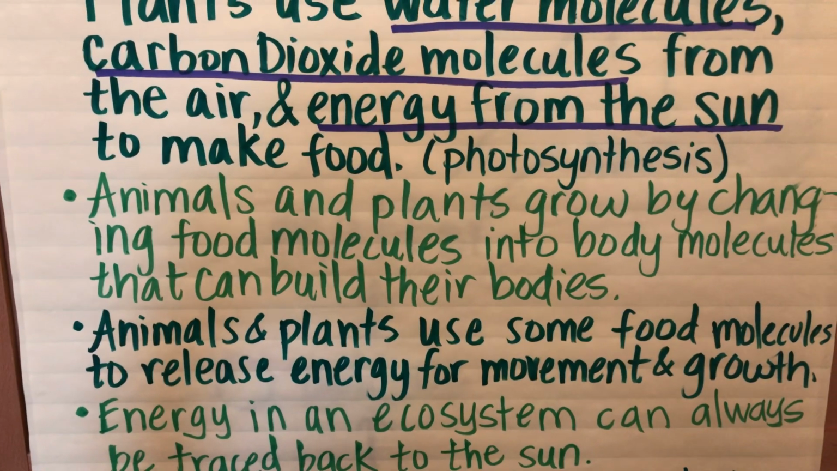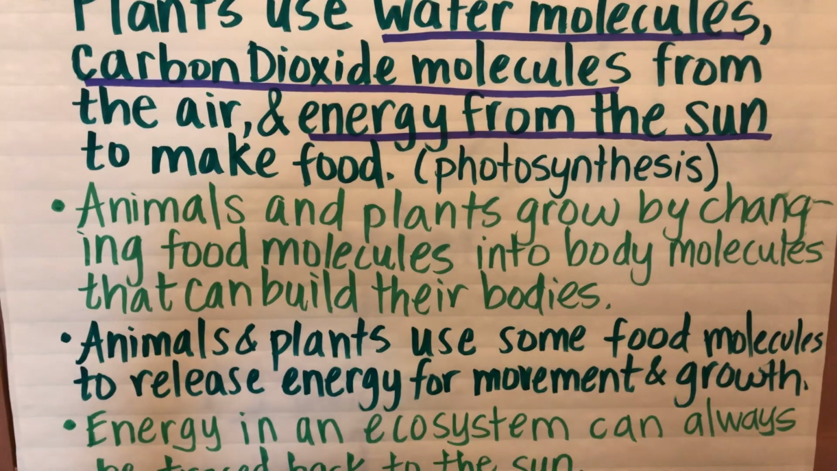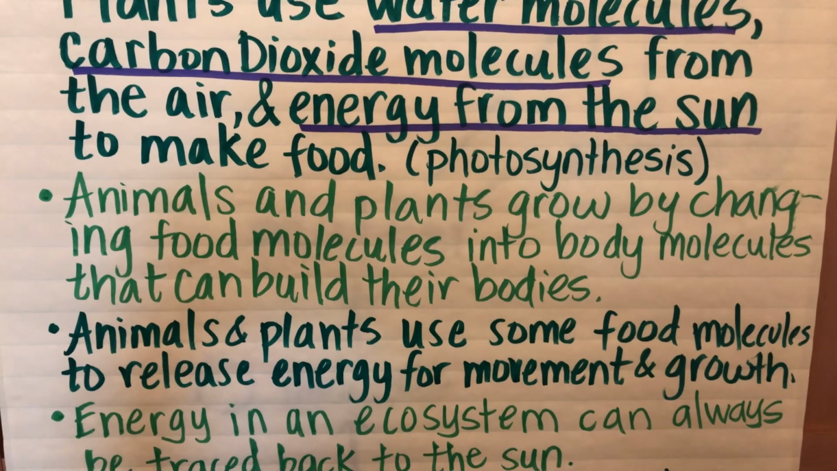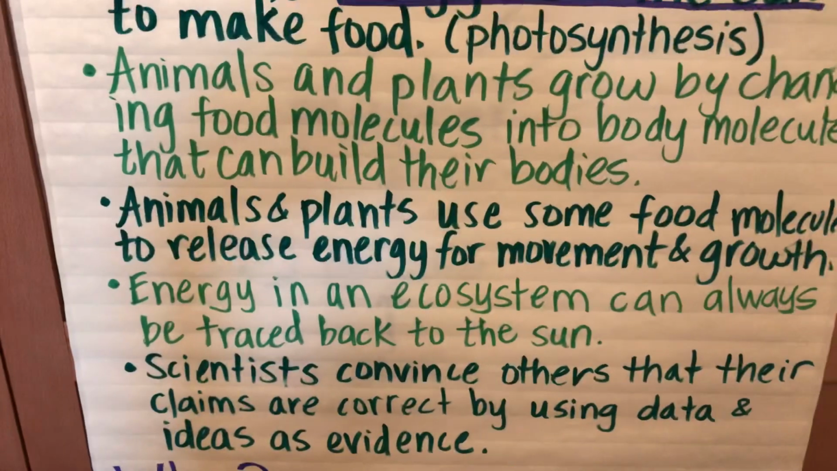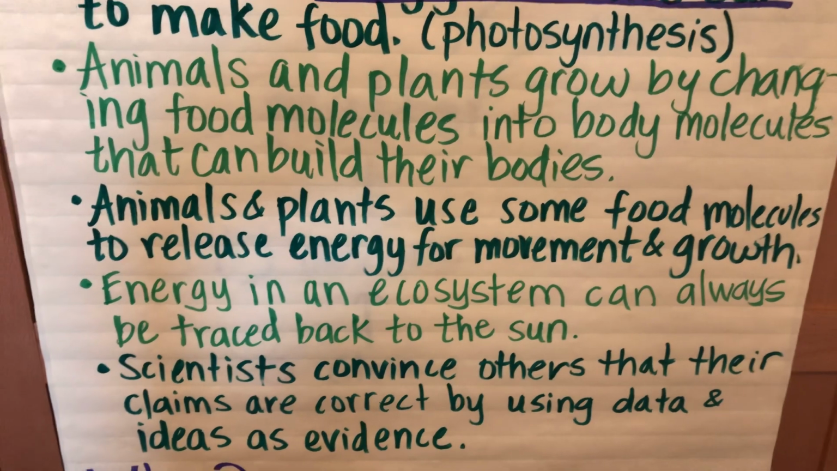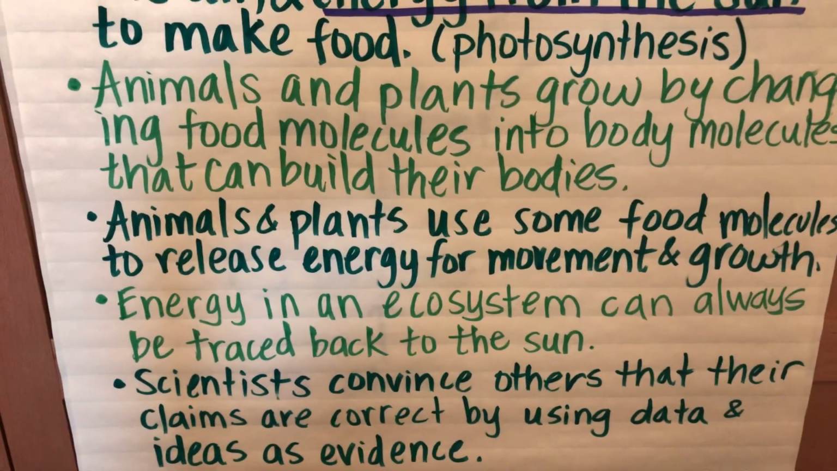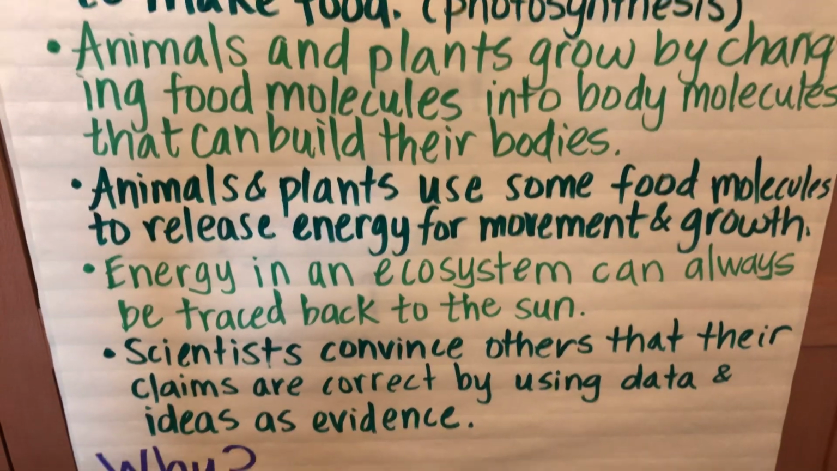So just like we learned in the first chapter, we know that it's not just animals that grow that way, it's plants that grow that way too. Then we learned that animals and plants use some food molecules to release energy for movement and growth. So just like the first chapter, when we learned that animals do that, we know plants do that too.